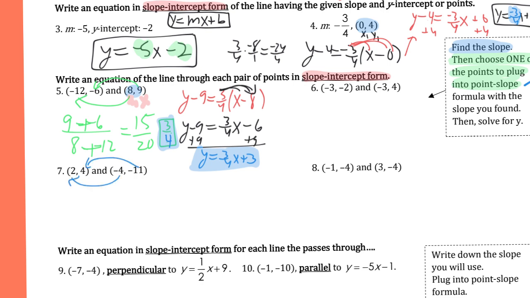So negative 11 and 4, and put a subtraction sign for the y's. Negative 4 and 2, put a subtraction sign between those for the x's. You got to be consistent with your order, and you get negative 15 over negative 6. Divide top and bottom by 3, and negative over negative is positive. So divide by 3, and you get 5/2, and it's positive. So that's your slope.